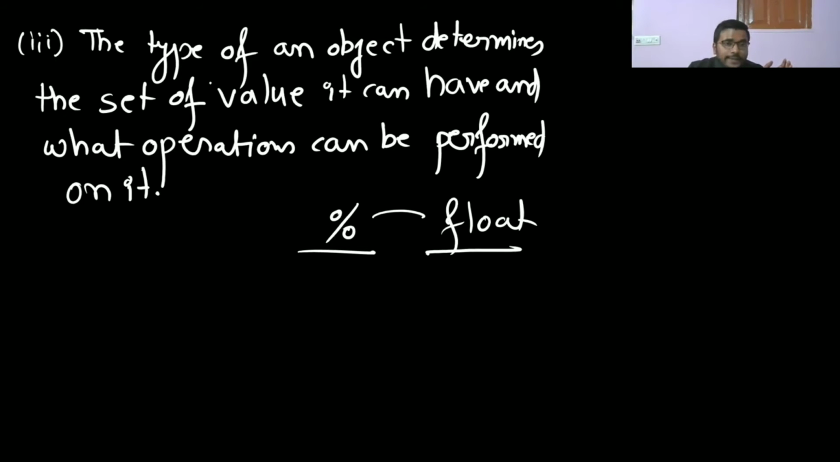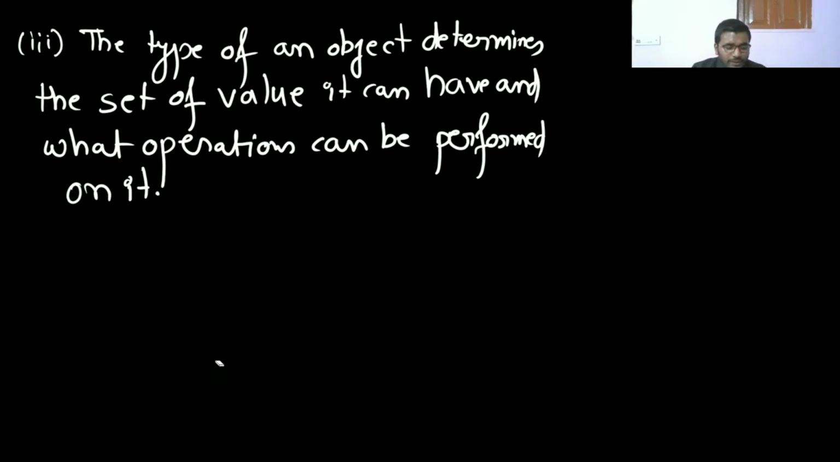So the type of an object determines the set of values it can have, which means the range of values it can hold, and what operations can be performed. That is what the type is going to specify. When I come to the mod operation, I will explain all these things.